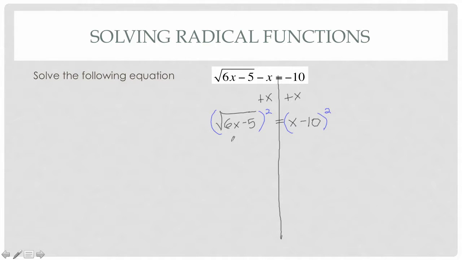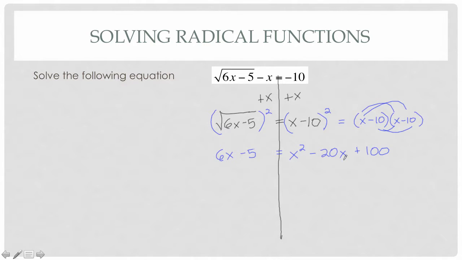On the left side, it's nice because all I've got left now is 6x minus 5. The square root and the squaring undid each other. But now the right side is where this is a more complicated example. I've got x minus 10. I have to square everything on both sides. That's a binomial squared. That's x minus 10 times x minus 10. And if I use my FOIL method, first, outer, inner, last, and multiply that whole thing out, I end up with x squared minus 20x plus 100.